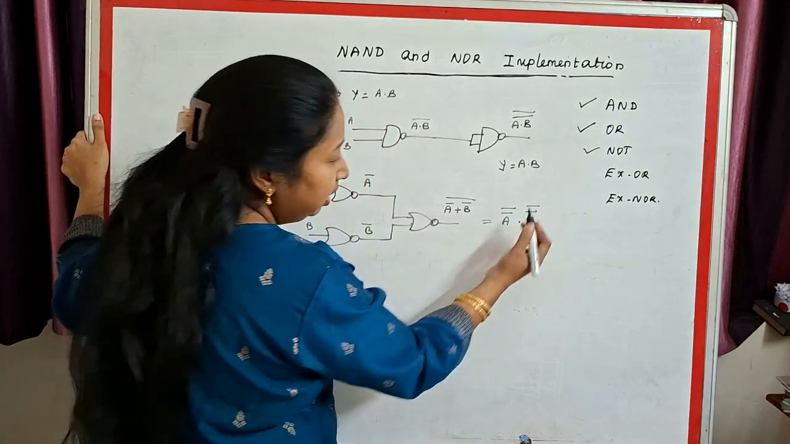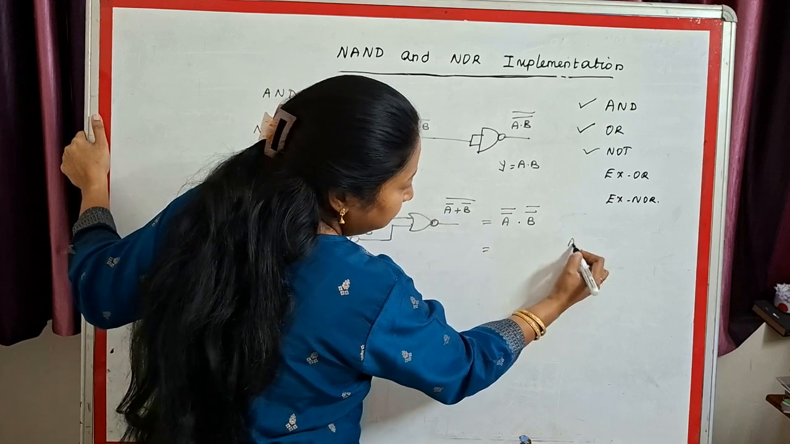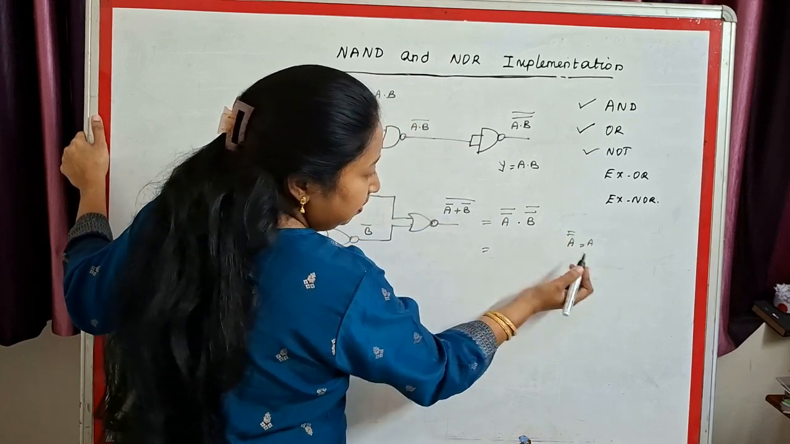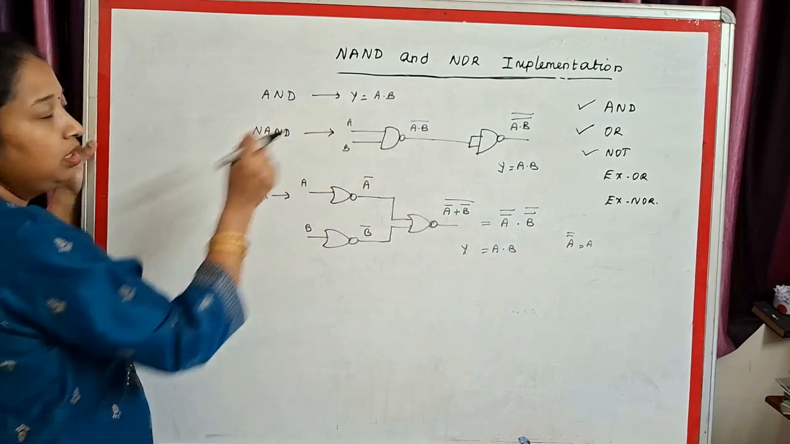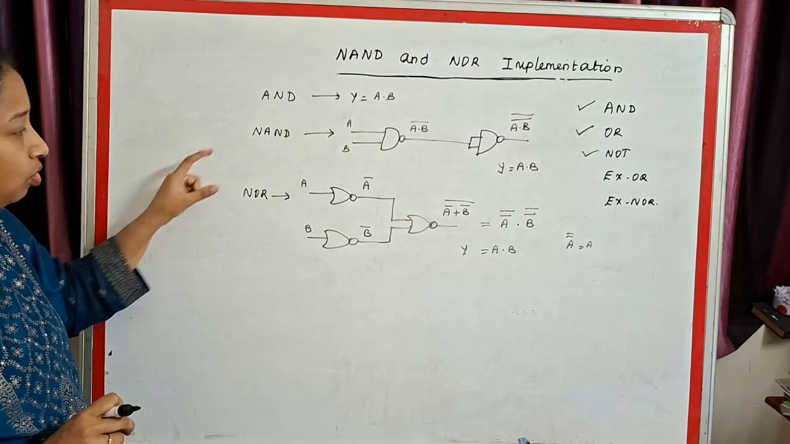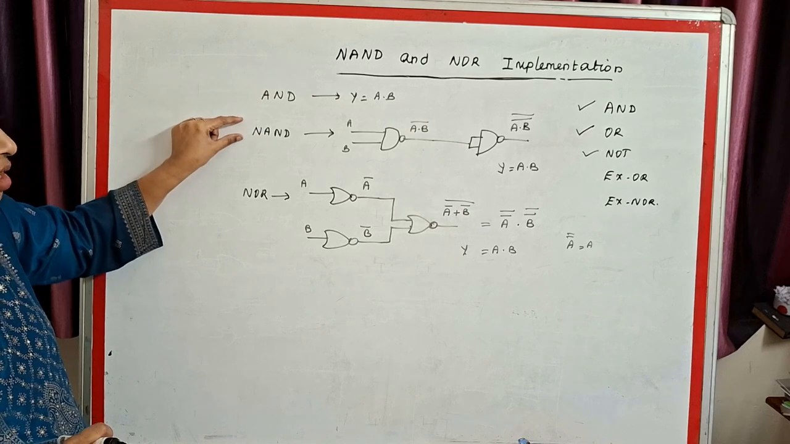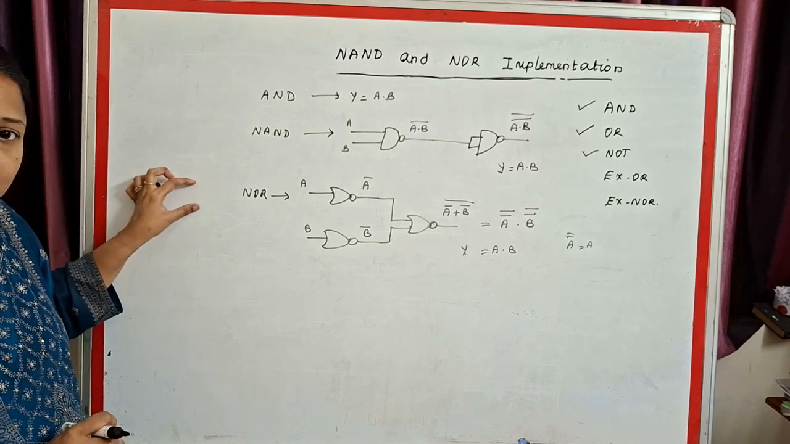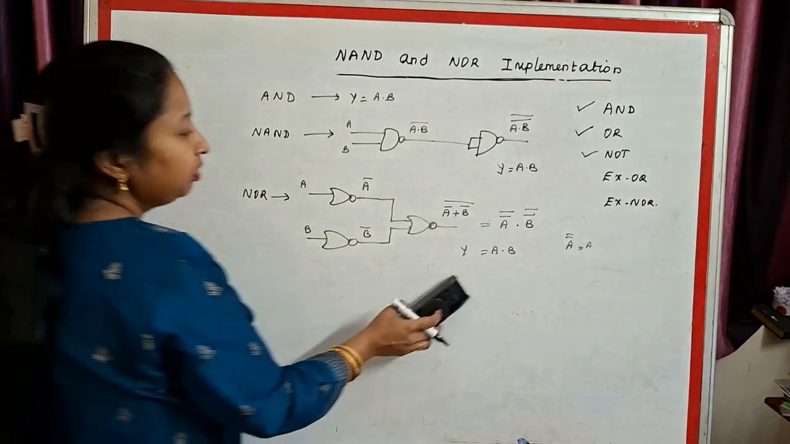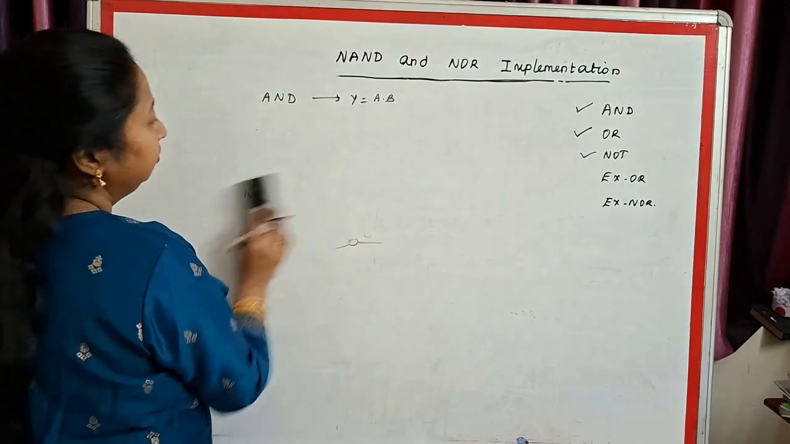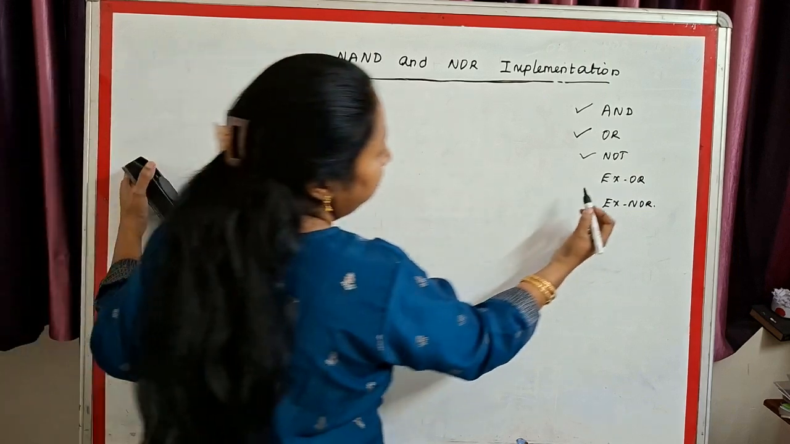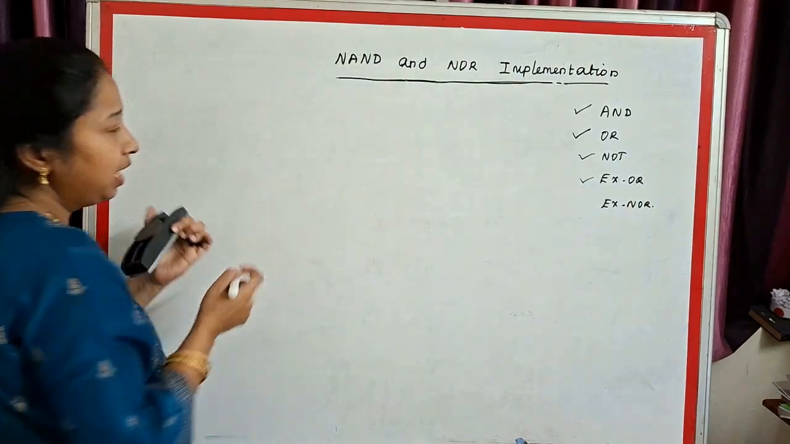Correct? When I cancel out, A double bar is equal to A as per De Morgan's law. So it is the same as A dot B. It is the same as my AND gate. So this is how to replace the AND gate with the NOR gate. Now, let's see how we are going to replace the XOR gate with the NAND gate and the NOR gate. Let's see how to replace the XOR gate using the NAND gate and the NOR gate.